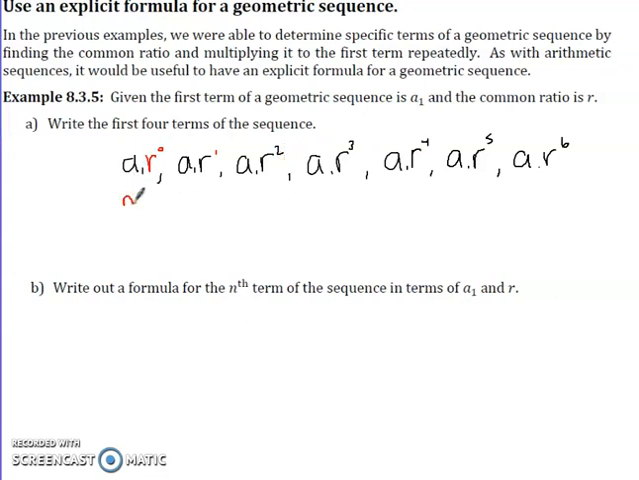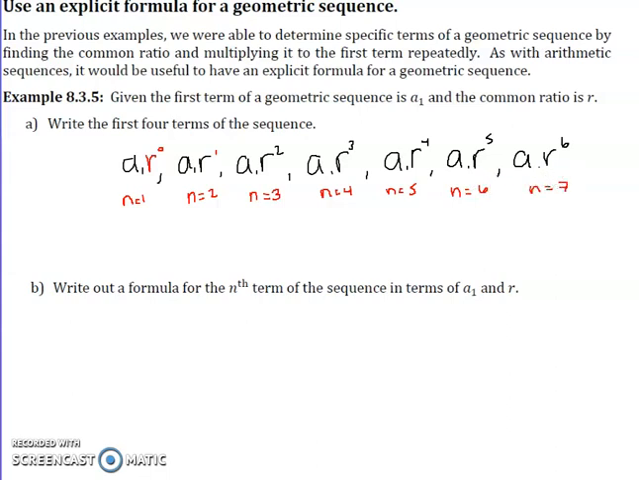So if this is an n of 1, the first term in line in our sequence, the exponent on r is 1 less than that n value. If n is 2, the exponent on r is 1 less than that place value. For the third term in line, my exponent on r is 1 less, and so on for every term in my sequence.